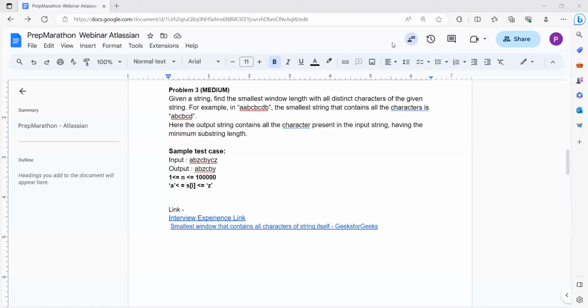Kirti, it is not correct. And also focus on the constraints. You cannot have two loops, okay? In the worst case, your program will be O of n square time complexity.